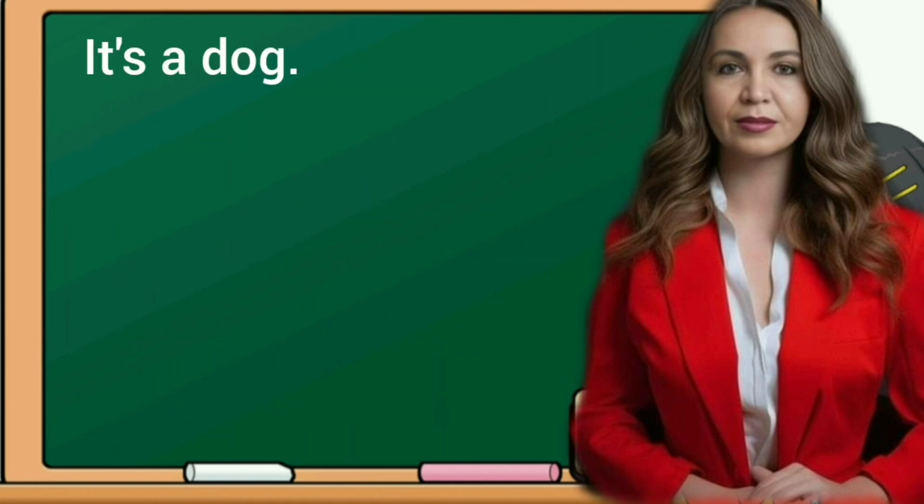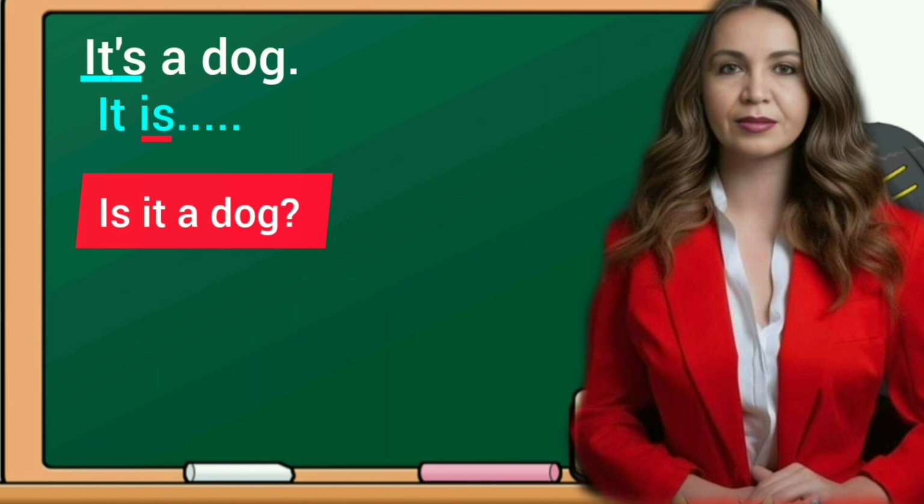Now we are going to move on to it is, and how to use it in a question. Look here. It's a dog. Remember, it's is a contraction for it is. And here the be verb is is. When we make a question, we have to put the be verb in front. Is it a dog?